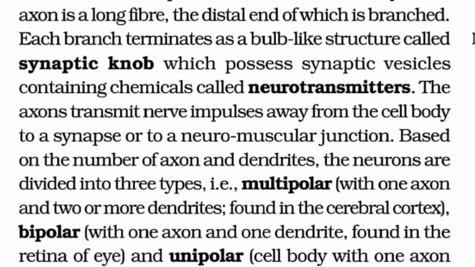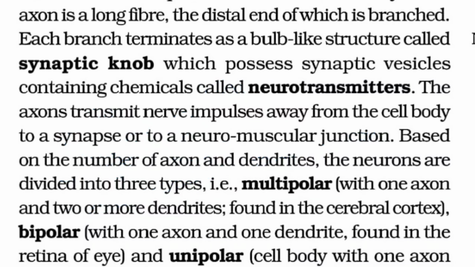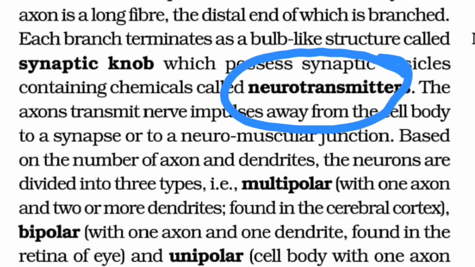The synaptic knob possesses the synaptic vesicles. Do remember one thing: whenever the word vesicle comes, you already know that they are responsible for the secretion of something, and here they are responsible for the secretion of neurotransmitters.